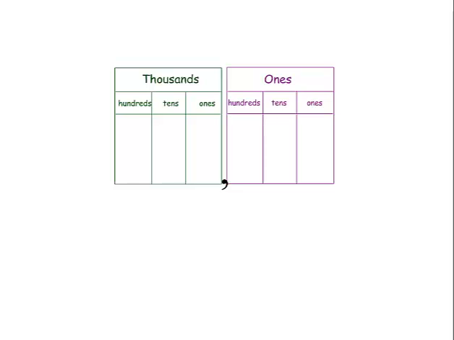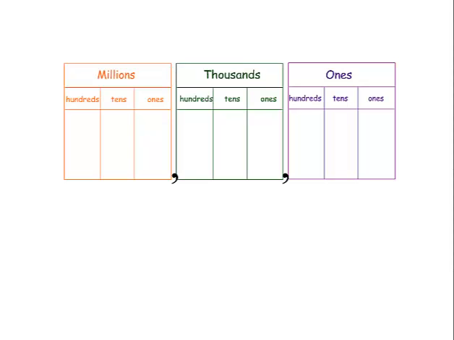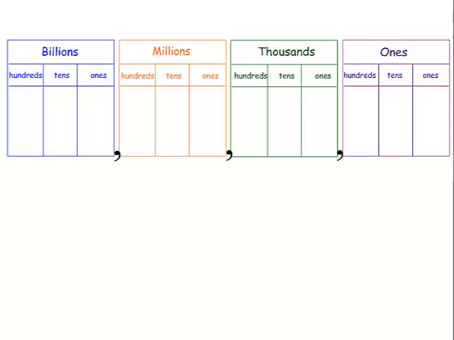Here, if we add the thousands period, we know that we have 1,000s, 10,000s, 100,000s. Notice there's a comma separating the two periods. We also have the millions period, and in front of that is the billions period. Each time we have a period, we separate it with a comma.